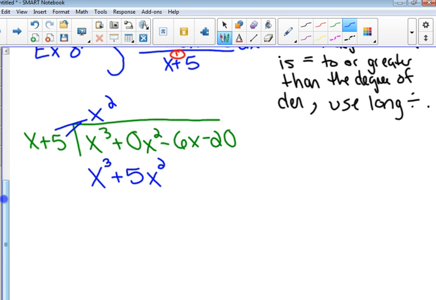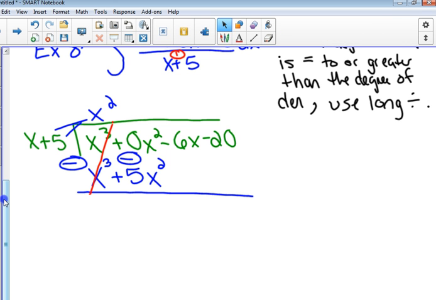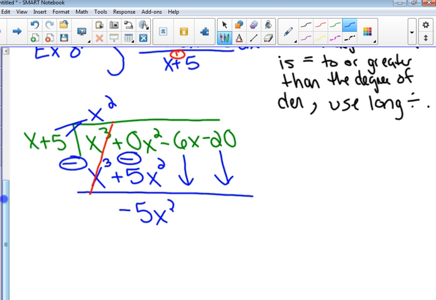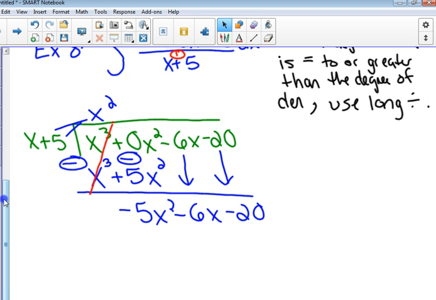Make sure you do subtraction between these. So these are going to cancel. 0 minus 5x squared is negative 5x squared, and then we bring down the other stuff. X minus 20. Now you're basically doing the same thing again.